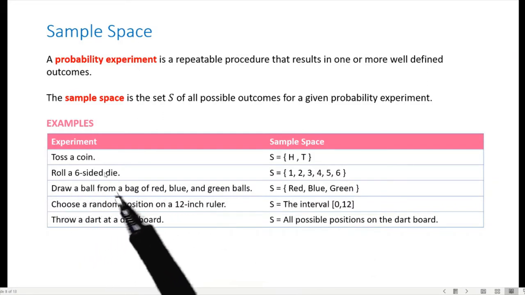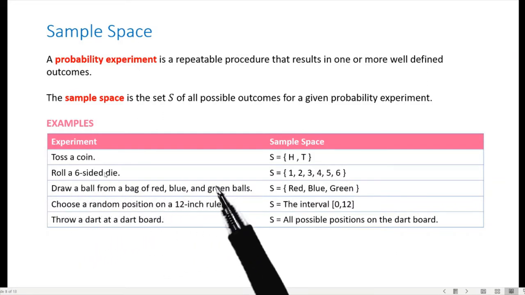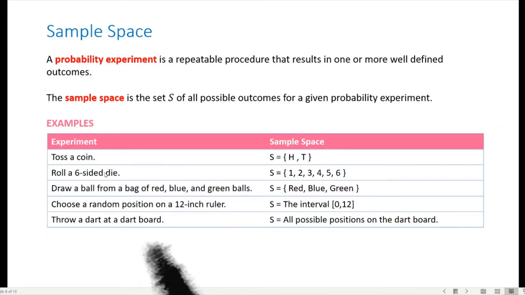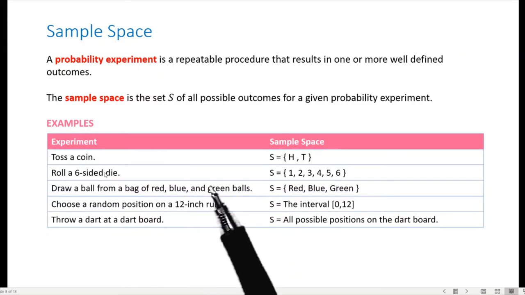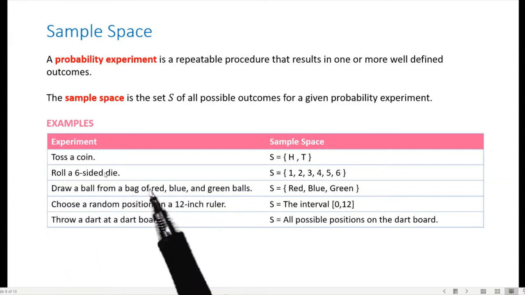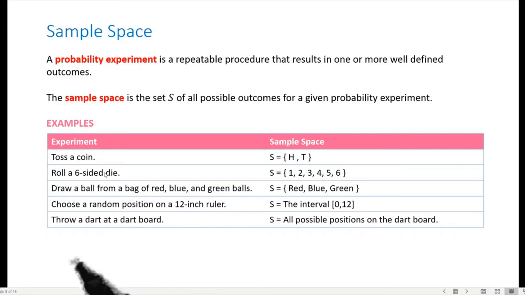Drawing a ball from a bag of red, blue, and green marbles. Because I was thinking of Ruth Bader Ginsburg, I think, subconsciously. I just noticed that just now. That's sad.